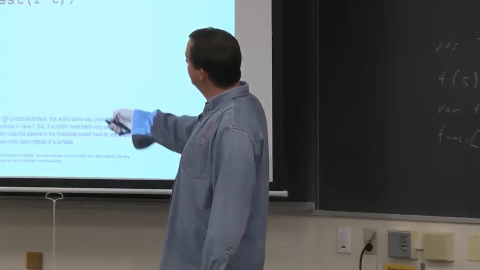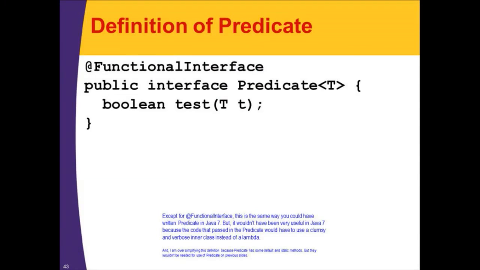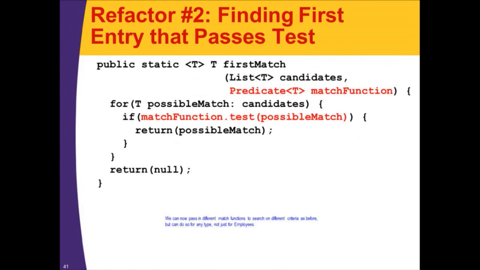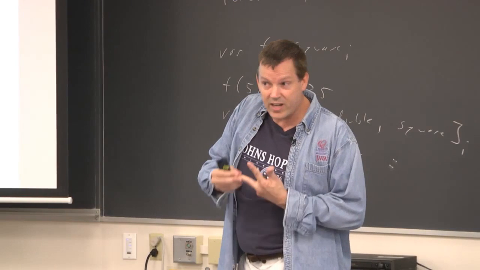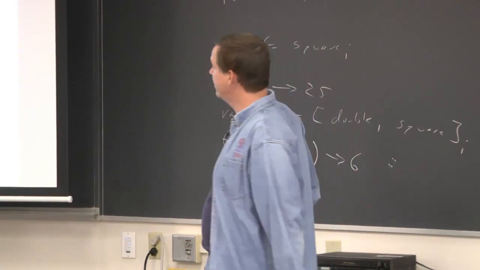OK, and predicate was basically defined the same way you would have in Java 7. And the code in here is the same as in Java 7. What's different is the code that calls it. That's the one that can use the lambda. So the interface is the same. The code that uses the interface is the same. The code that passes in the interface is where you can now use a much more expressive and natural way.